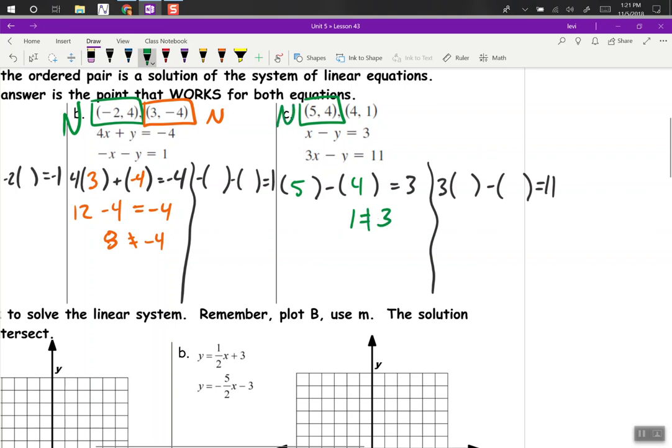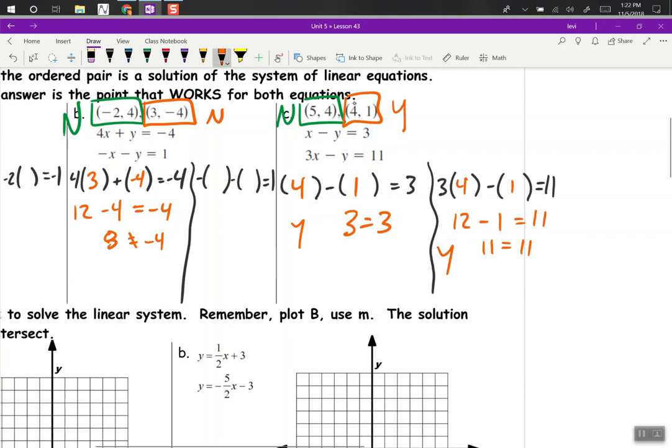So next we'll go right into our orange problem, 4, 1. See if 4, 1 works. So 4 and 1, 4 minus 1 makes 3. 3 equals 3. That's a yes here. And 4 and 1, 3 times 4 is 12. 12 minus 1 is 11, so 11 equals 11. So this is a yes here, so yes for 4, 1.